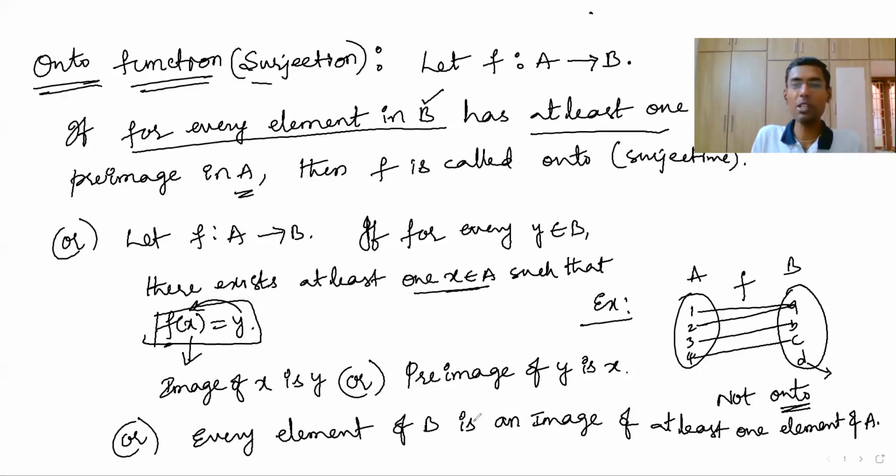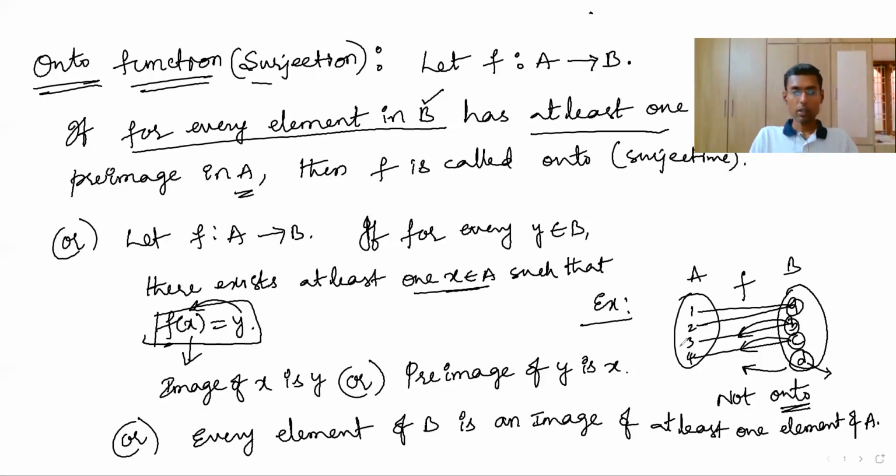Understand? Every element must be an image, no? If it's an image, then only we say it has a pre-image. This is an image, so it has a pre-image. This is an image, so it has a pre-image. This is not an image of any element, therefore it doesn't have a pre-image. If it's an image, then it has a pre-image. Yes or no? Yeah, that's right.